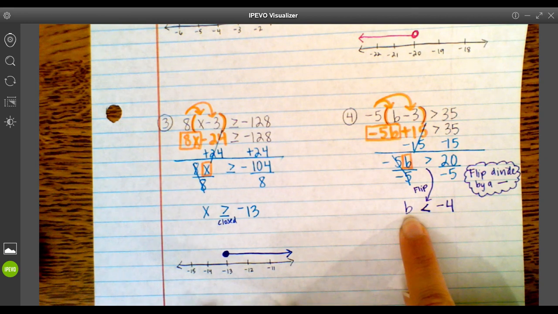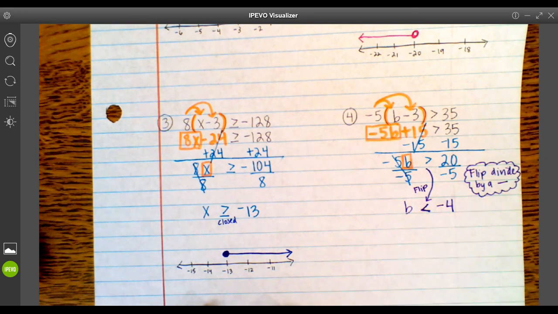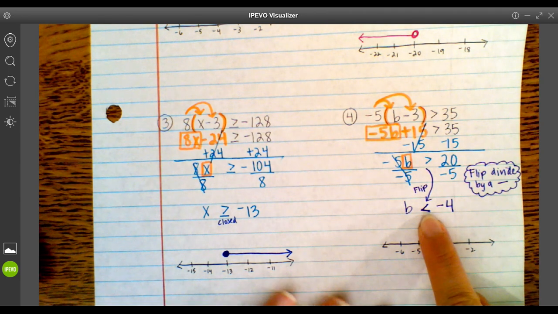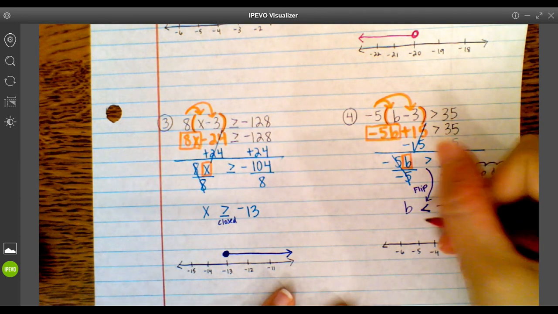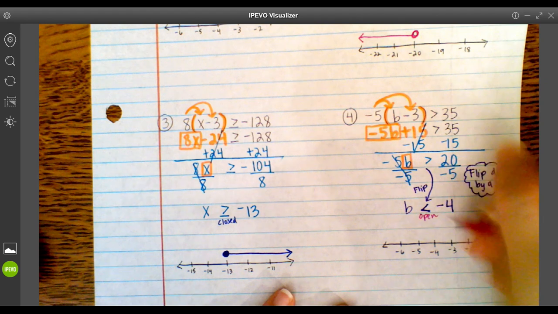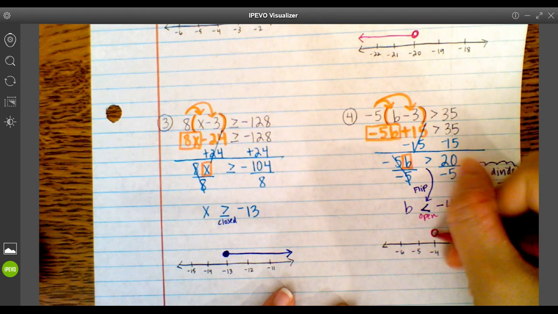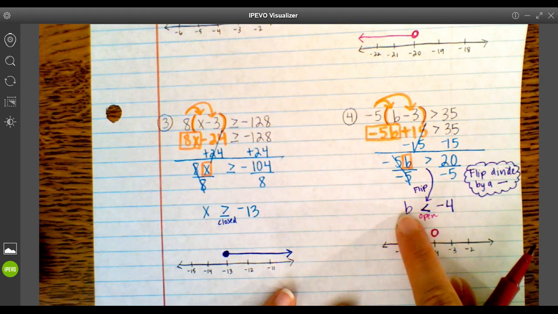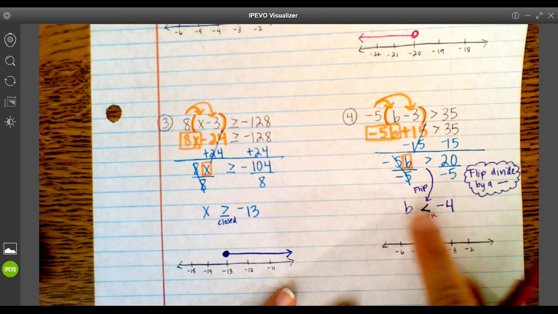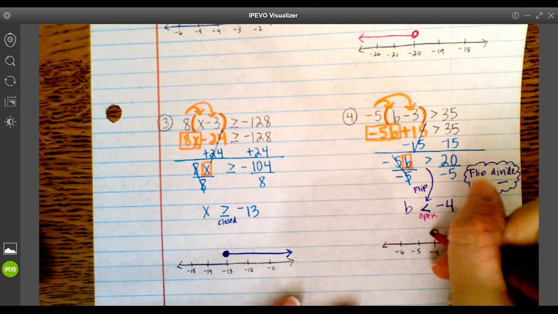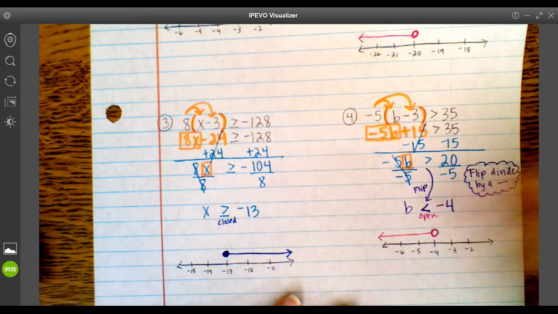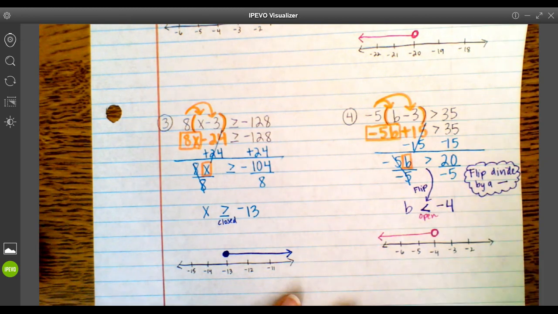Notice b is on the left side of the inequality symbol, so we're ready to draw our number line. And since this is strictly less than, that means we have an open dot at -4. And since b is on the left side, our sign is pointing the way we need to draw our arrow. So since I'm pointing to the left, that's which way I'm going to draw my line.